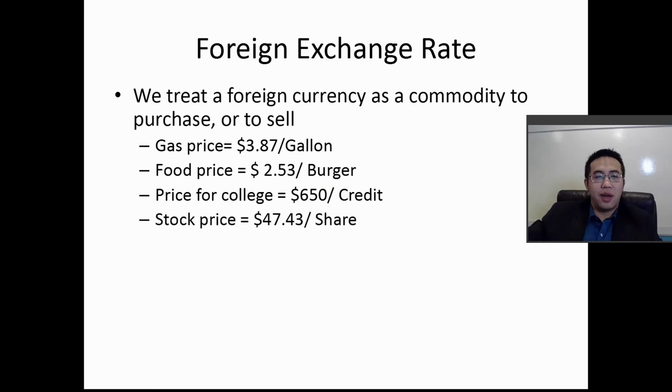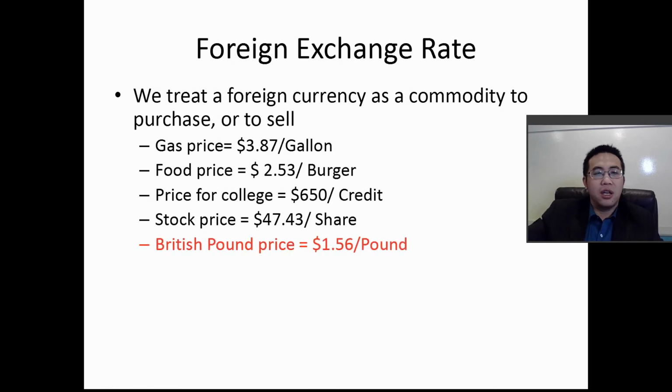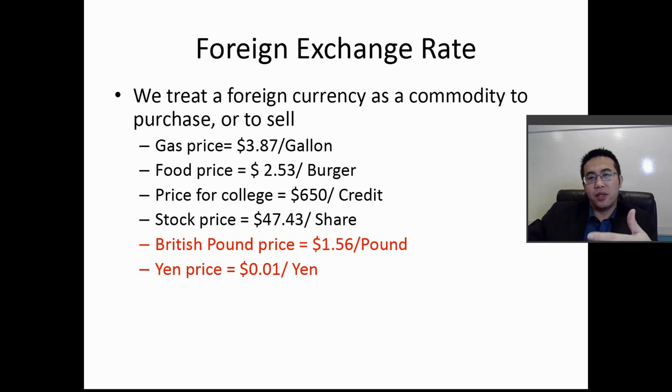All right, and you also have a stock price. This is the stock price for Microsoft a couple of years ago. That's $47 per share. And then if we look at the foreign currencies, for the British pound, it could be $1.56 per pound. Okay, so one British pound is in exchange of 1.56 US dollars. And for one Japanese yen, it could be exchanged to 0.01 US dollars or just one penny. Okay, so that also means one US dollar is equivalent to 100 Japanese yen.